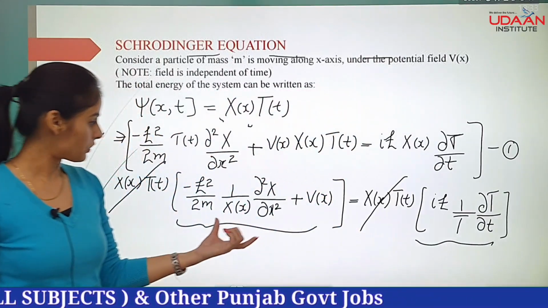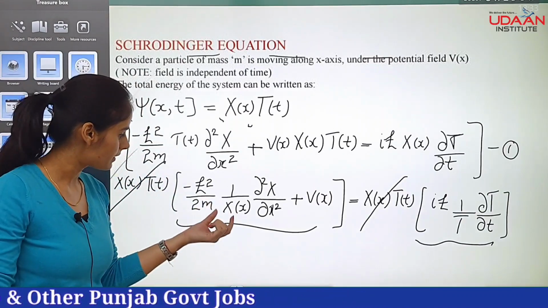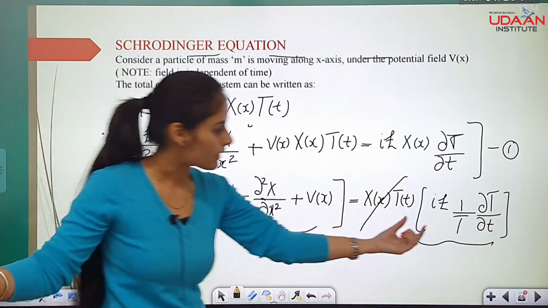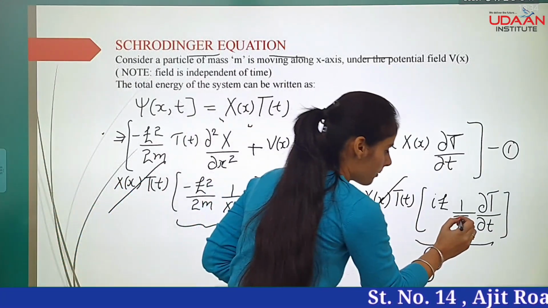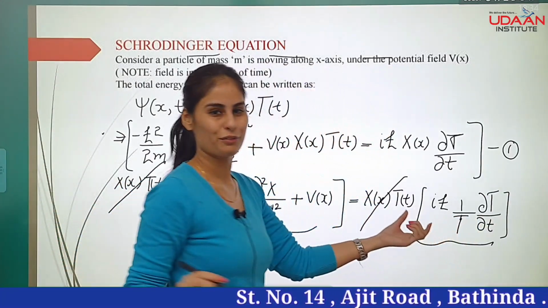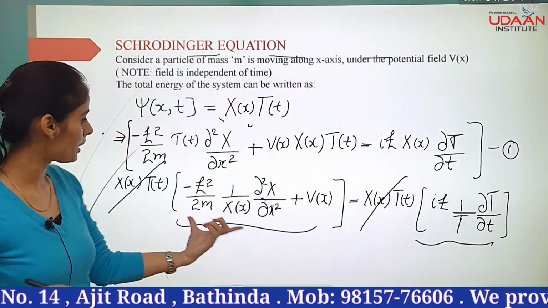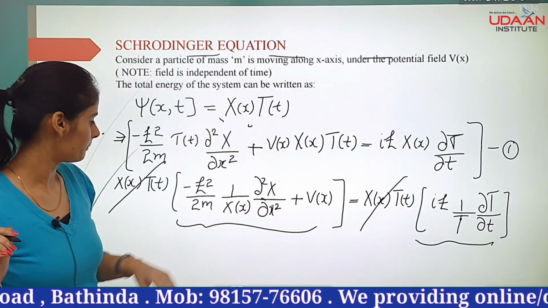So what we need to observe in this equation is that this is a function of x only, whereas this is a function of time. Sorry for writing. So this is the function of time. So we need to solve that part.